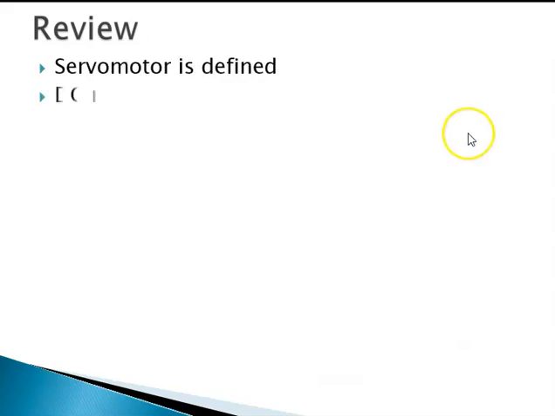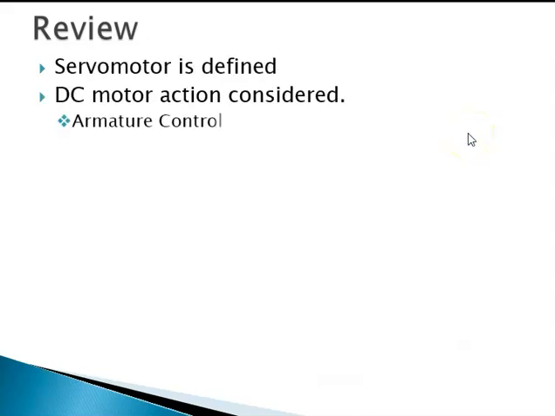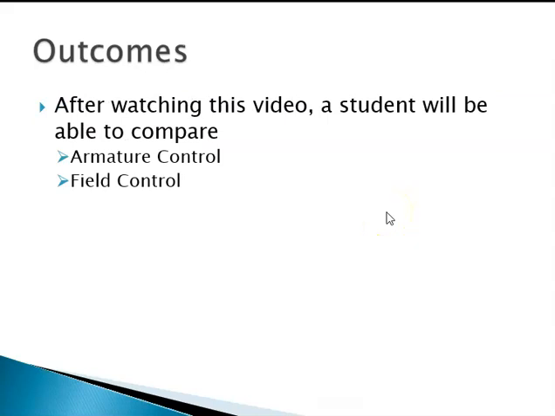In the previous video we saw a bird's eye view of a servo motor, and we said that for DC motor action we may control it either by armature control or by field control. We'll continue along those lines and see the schematic of each of these in a bit more detail. We'll see a few aspects about armature control and field control, see their schematics, and perhaps compare them and bring out a few pros and cons of each of these.